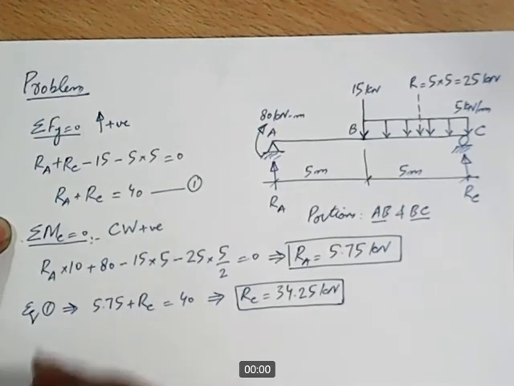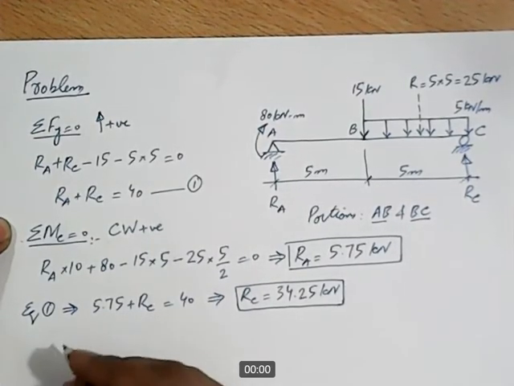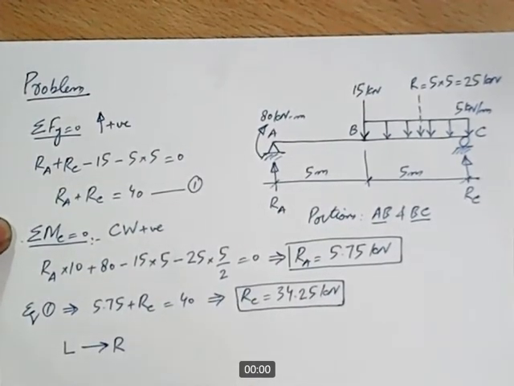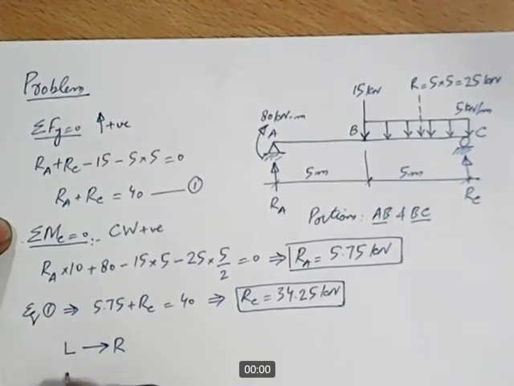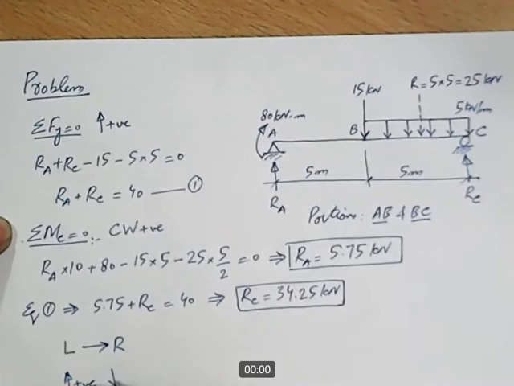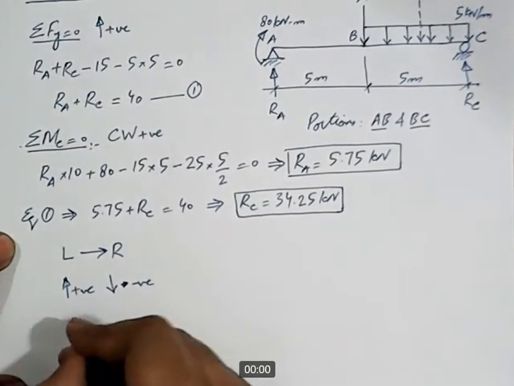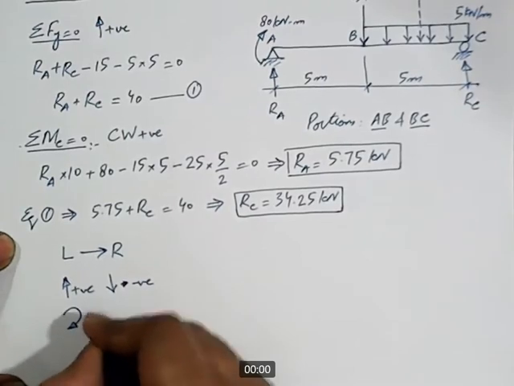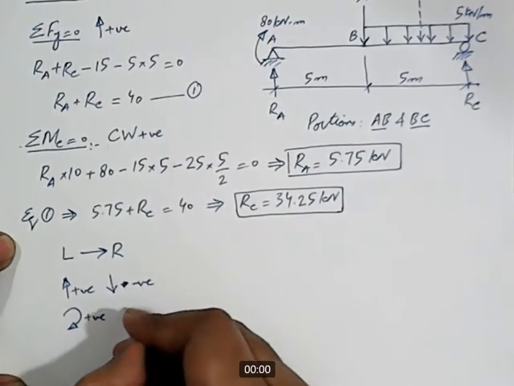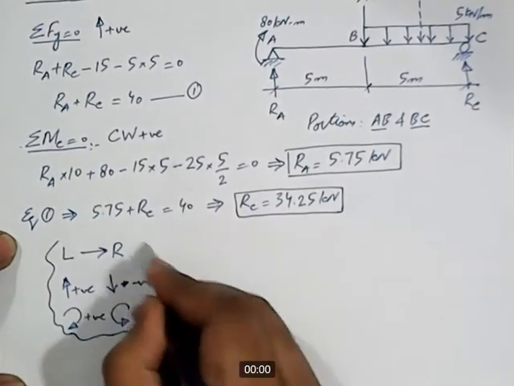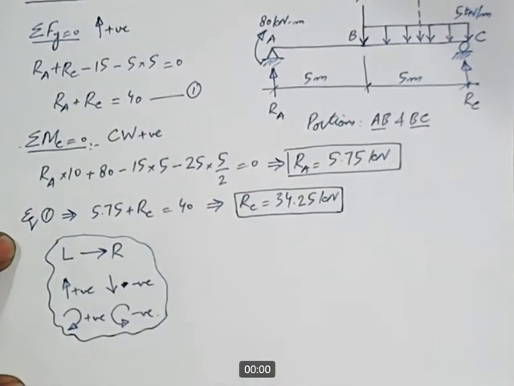What is our sign convention when we move from left to right direction? Like our previous case, left to right. When we move in left to right direction, we take upward forces as positive and downward forces as negative. Okay, and for moments, we take clockwise moments as positive and counterclockwise moments as negative. This is our convention when we write down the equations of shear force and bending moment diagram from the left to right side.